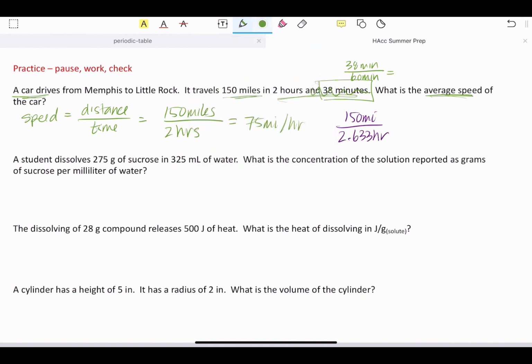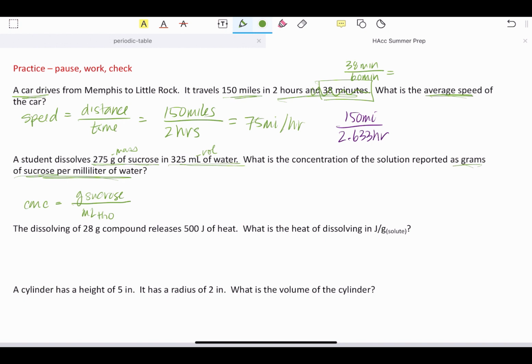All right, next one says a student dissolves this much sucrose in this much water, right? So this is a measure of mass, and this is a measure of volume. And it says, what is the concentration of the solution reported as grams of sucrose per milliliter of water? Okay, well, the problem tells me I want to solve for concentration, which is grams of sucrose per milliliter of water, right?